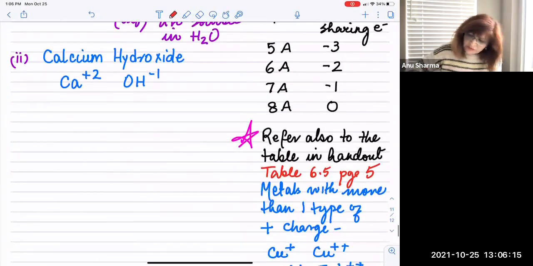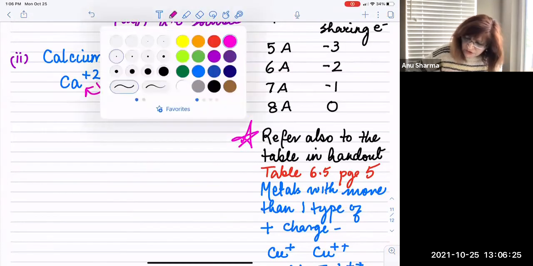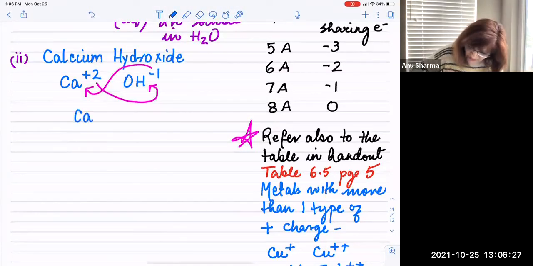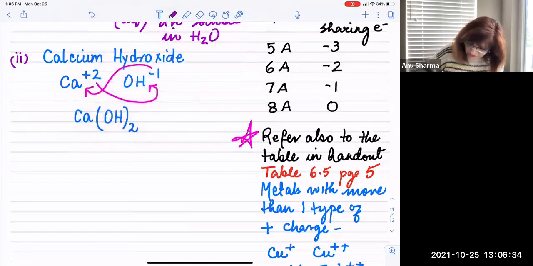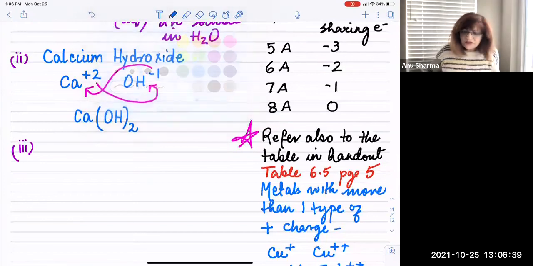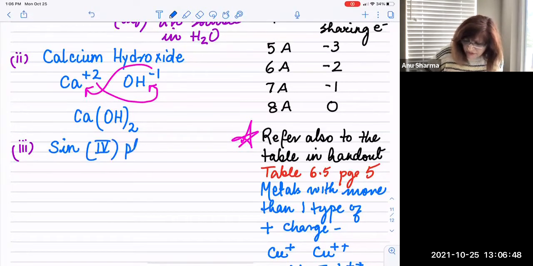Okay, now calcium hydroxide. So here you have this 2 comes here, and then this 1 comes here. So this becomes Ca(OH)2, calcium hydroxide. Next is, let us say, tin 4 phosphate.